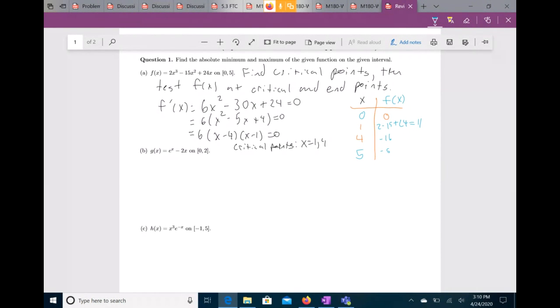All right. So what's the max? 11. And the min? Negative 16. So pay attention to the wording of the question. If you're asked what is the max, that's the y value. If you're asked where does the max occur, that's the x coordinate. So the maximum value the function takes on this interval is 11, and that happens at 1.